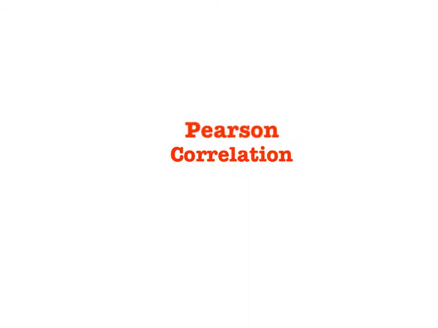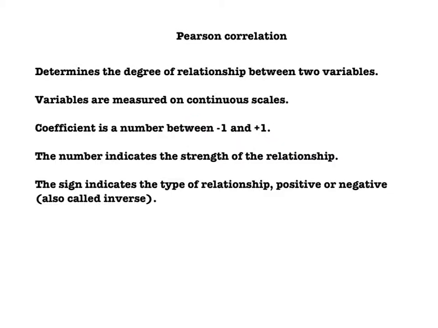This video will take you through the calculation of the Pearson product moment correlation. First of all, a few facts about Pearson correlation. Correlation of any type really determines the degree of relationship between two variables. In the case of a Pearson coefficient, those variables are measured on a continuous scale. Both of them are measured on continuous scales.